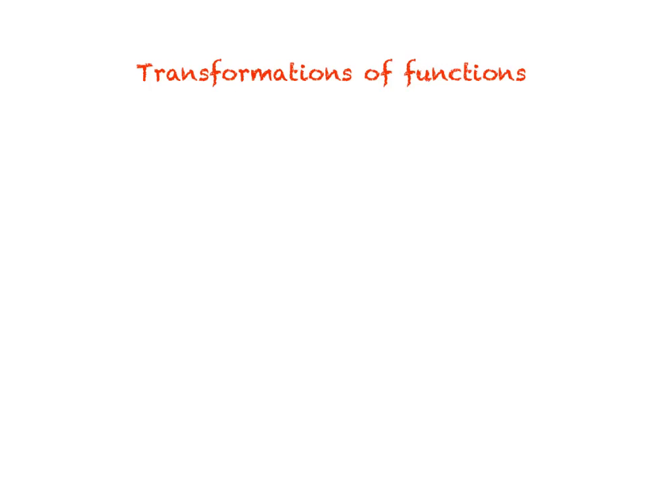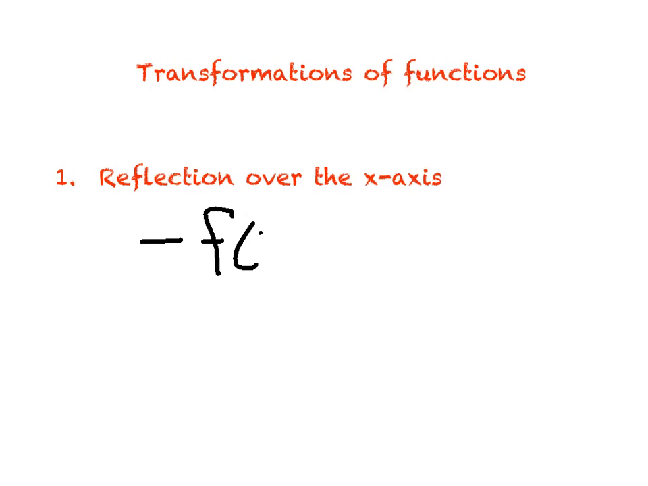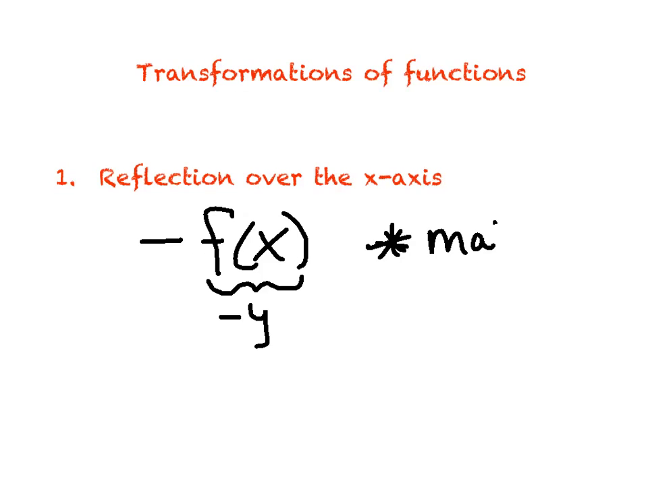So let's go ahead and dive right in here. The first one is a reflection over the x-axis. So here's our rule. We're going to say negative f of x is a reflection over the x-axis. And basically what we want you to get out of this is f of x is just fancy for y. So when you negate the y values, you're really reflecting over the x-axis. So let's put a little asterisk there and say we are making the y values negative.